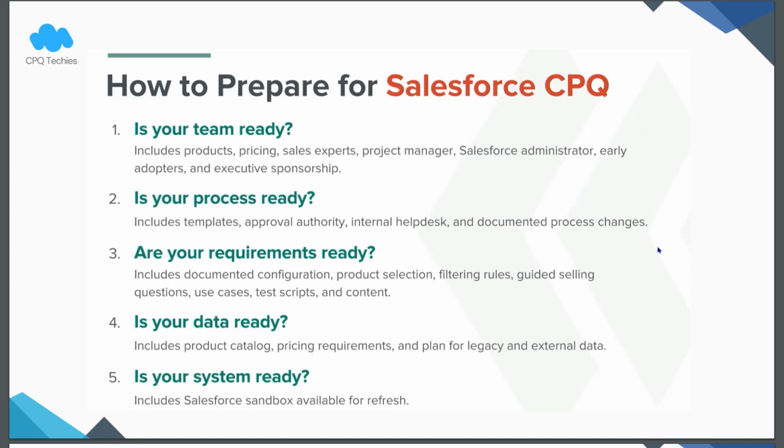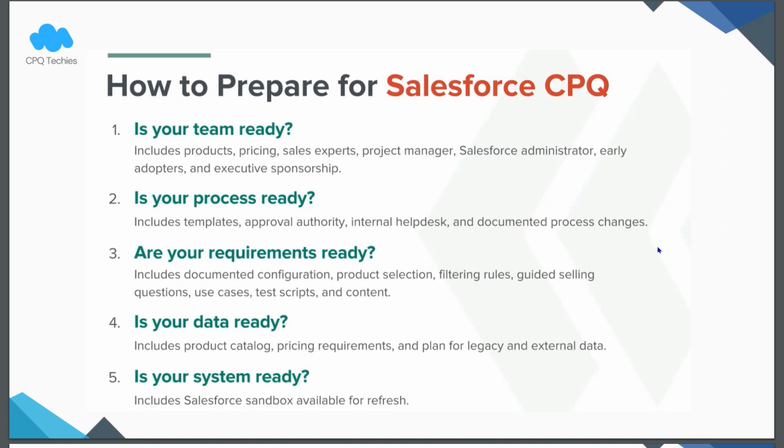And all these things we need to have documented. Okay, so not just verbally. All these things should be documented. We need the documented configuration. So what are the product configuration needs, product selections, guided selling, filter rules or selection rules, right? What use cases will be there, what are the scenarios in their existing systems. All these things we need to check, that our requirements are ready or not, right?